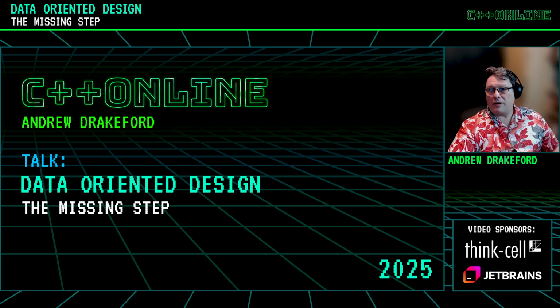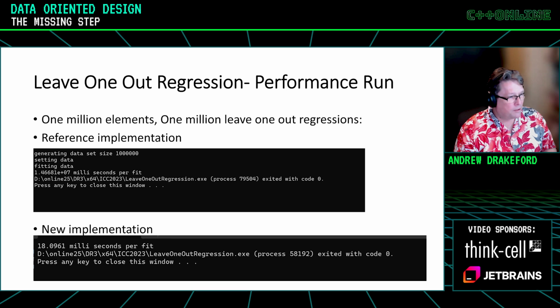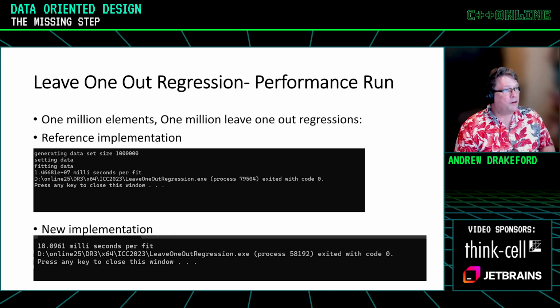Here's an example of the thing we can achieve sometimes when we take this extra step. We did a leave one out regression performance run. The reference implementation took 14,000 seconds. The new implementation took 18 milliseconds.